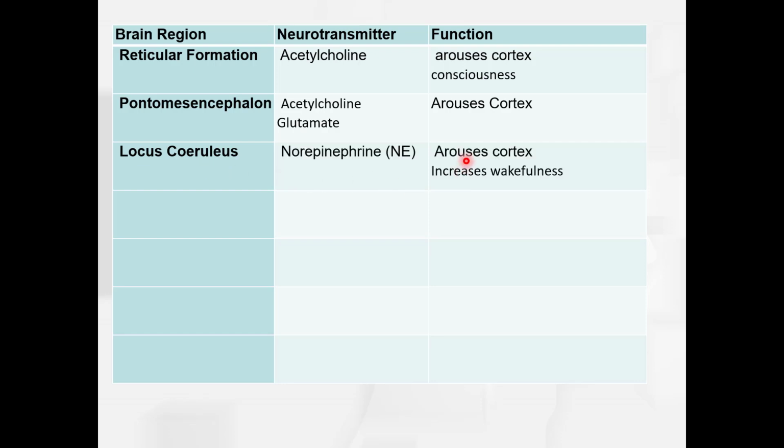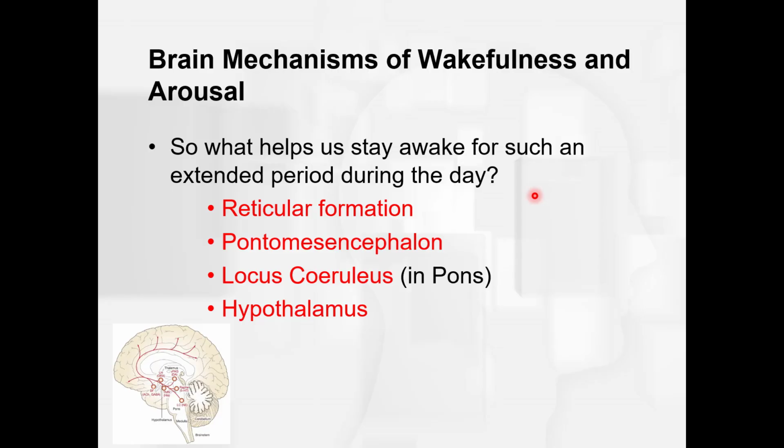Norepinephrine, involved in arousing the cortex, increasing wakefulness, has bursts of activity to meaningful events. The next area we're going to talk about is the hypothalamus. Okay, so here is thalamus, and the hypothalamus sits just below it. The hypothalamus is going to release histamine to produce widespread excitatory effects throughout the brain.